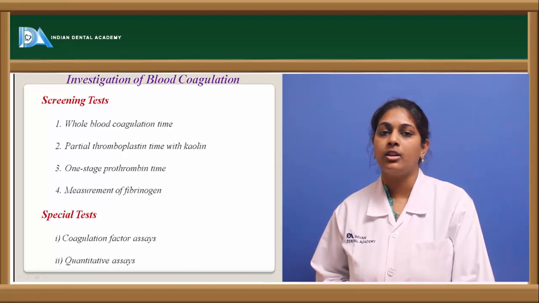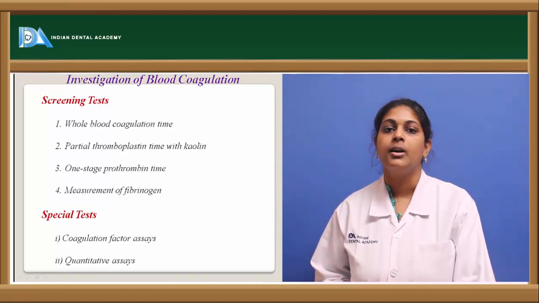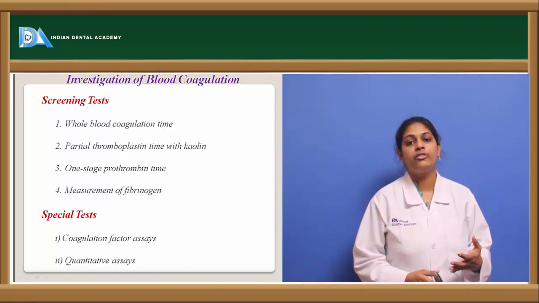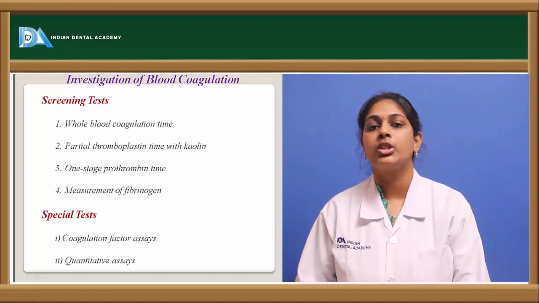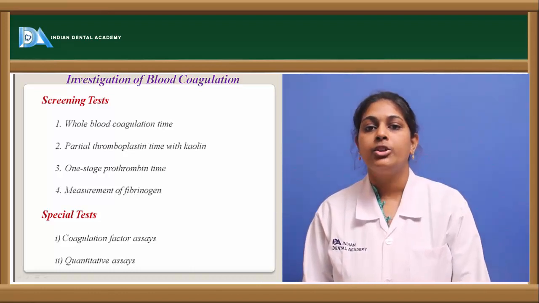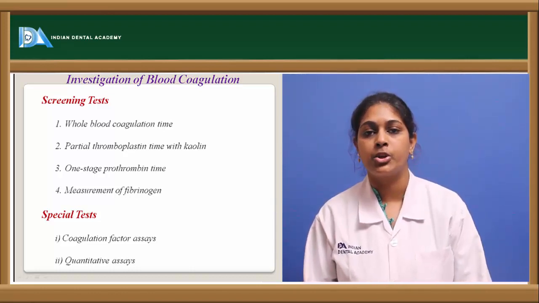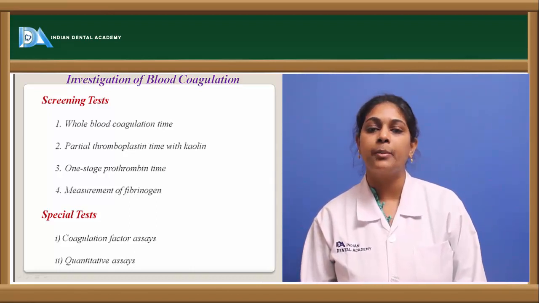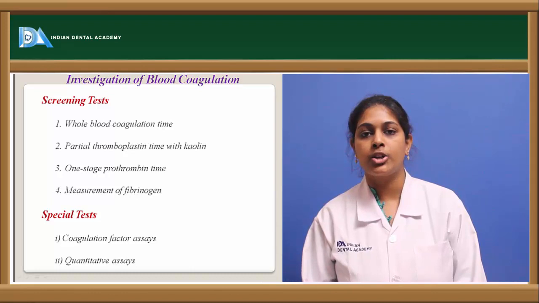And next is the one-stage prothrombin time, which is usually done to measure the clotting factors such as prothrombin. And next is a measurement of fibrinogen, which is usually done with the help of fibrin formation in a test tube. So these are certain screening tests which help in establishing that the patient is suffering from a blood coagulation disorder.